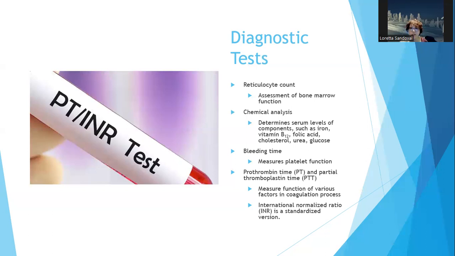So if someone's on Coumadin or warfarin, they are going to have to go in and get an INR pretty frequently to make sure they're not too uncoagulated and they're not too coagulated. They have to be in that just right category. If you get too much coagulation, you get blood clots. You get not enough, you get bleeding. So you have to be right in between.